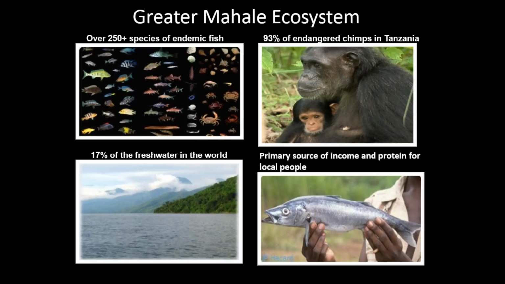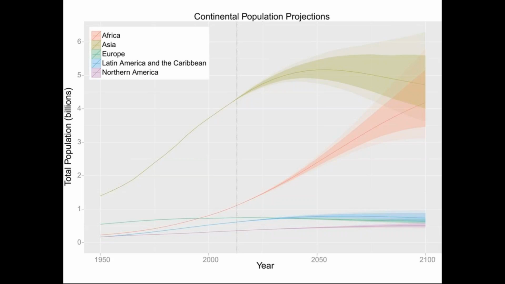So the greater Mahale ecosystem is home to more than 250 species of fish that are found nowhere else in the world. And it's also home to 93% of all the chimpanzees in Tanzania. The lake itself is huge, and it's the 2nd largest lake in the world by volume. 17% of all the fresh water in the world is in this one lake. And it's also the primary source of protein and income for several million local people. So the project area is a globally important ecosystem.